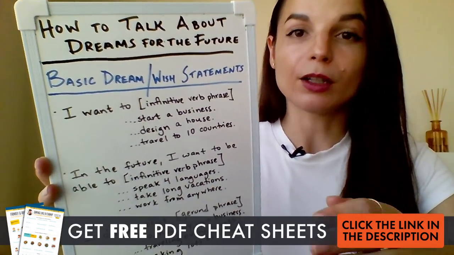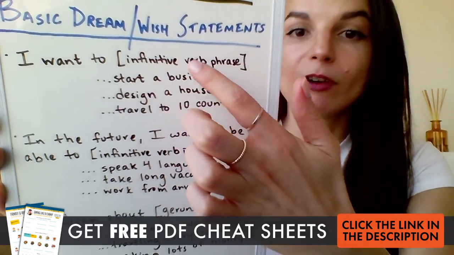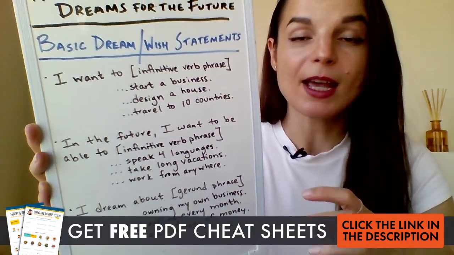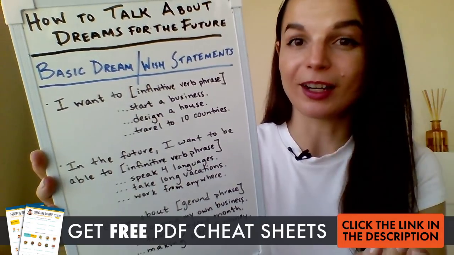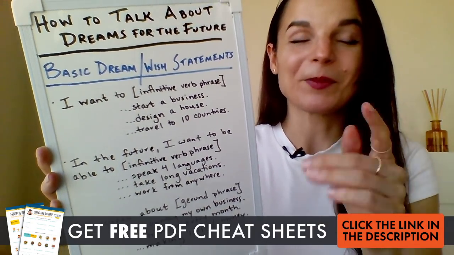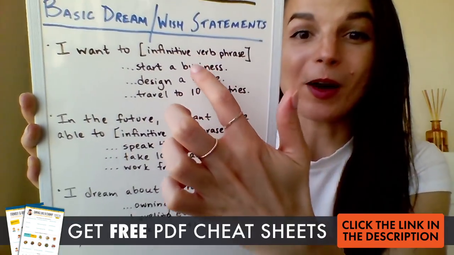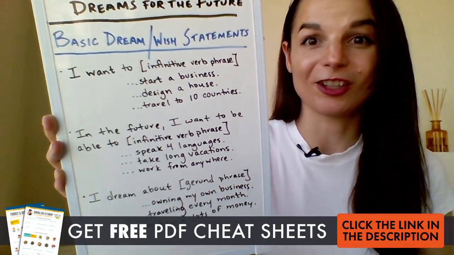When you use this pattern, you can use an infinitive verb phrase. The infinitive form of the verb is the base form, the one you find in the dictionary. Sometimes your dictionary says "to" plus verb. That's the form of the verb we want to use here. So no change to the verb.